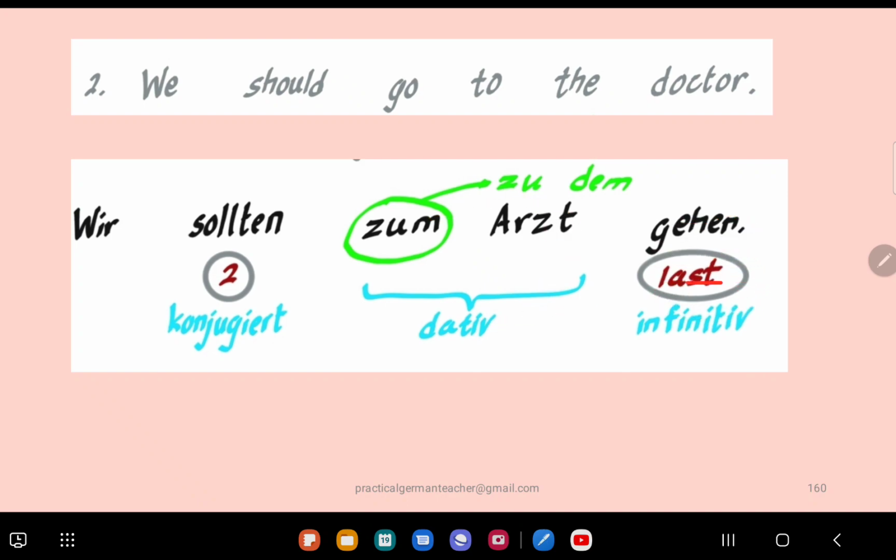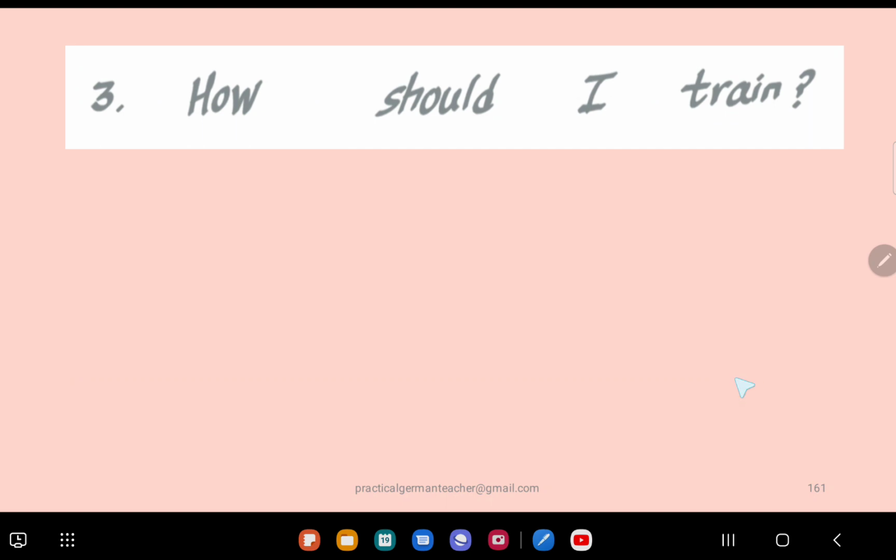Gehen is in infinitive form at the last position. You only conjugate sollten for wir, it still remains sollten at the second position. Then you have how should I train. So again, should, how should I train. In German, there can be many different ways to say to train. Here I mean like training your muscles.